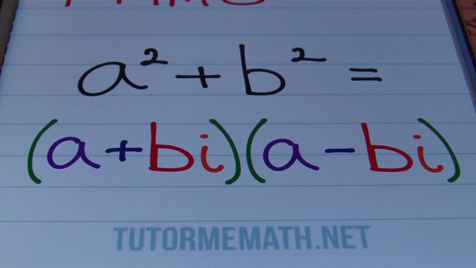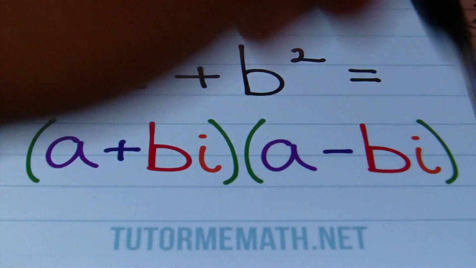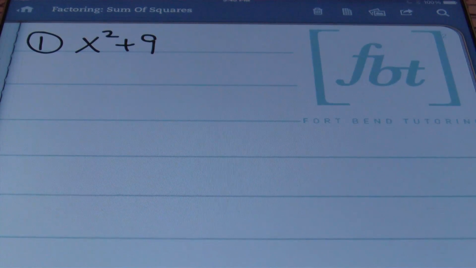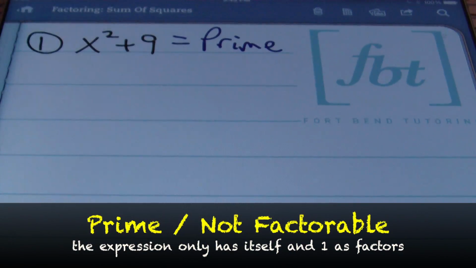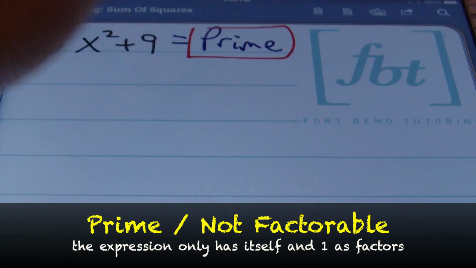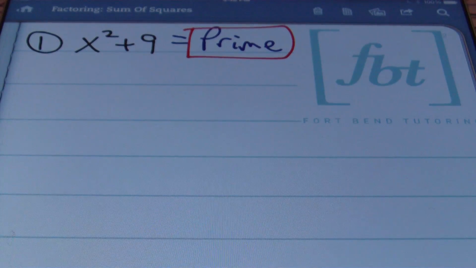So let's look at some examples, all right? Here we go. Example number 1. Number 1, we have x squared plus 9. If you're in a regular algebra class, the answer to this would be prime. Yeah, it can't be factored. And we can go ahead and put a red box around that. Because that's the answer. The answer is prime.